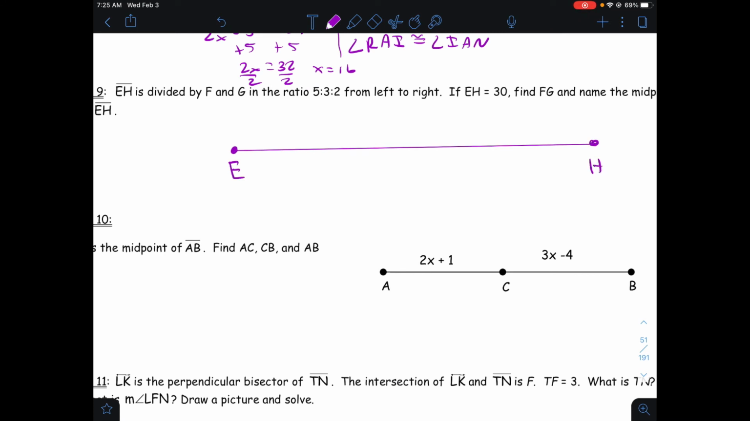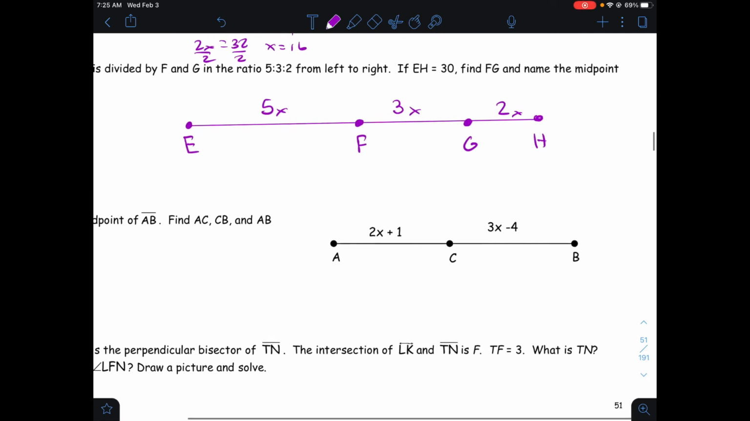And then it says it's divided by F and G, all right, in the ratio 5:3:2. So we'll say F and G, and then the ratios are 5, 3, and 2. So when you're doing a ratio, what you can do is you could say 5x, 3x, and 2x. All right, we don't know what x is, but we know that the ratio is 5:3:2, so we can put that down. So this is how you construct an image like this. Then it says if EH equals 30, find FG and name the midpoint. All right. So we know that the entire thing is equal to 30. All right. So they want us to find FG.